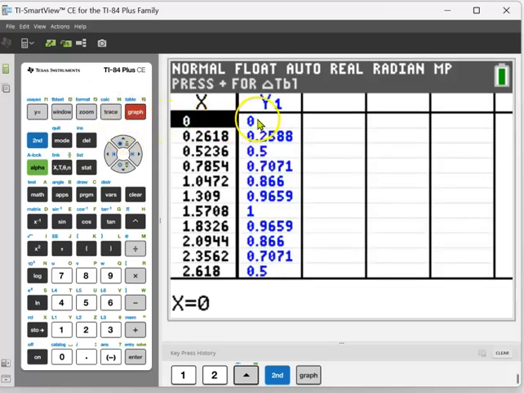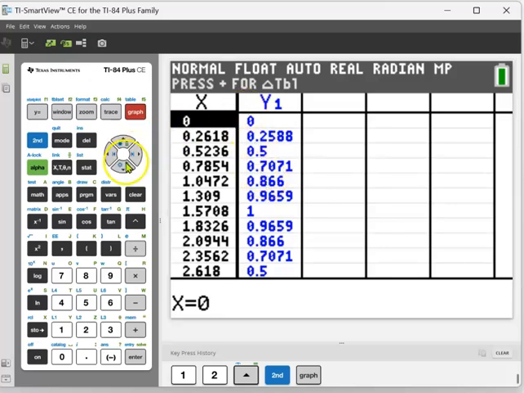So here's 0 radians again. Now this first one would be pi over 12. Well, okay, that's nice, but that doesn't really help us. The next one would be 2 pi over 12. What is that in lowest terms? That's pi over 6. So pi over 6 has a y value of 0.5. The next one is 3 pi over 12, which would be pi over 4. That's also on your table, 0.7071.